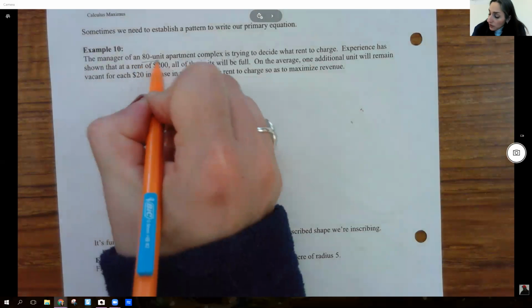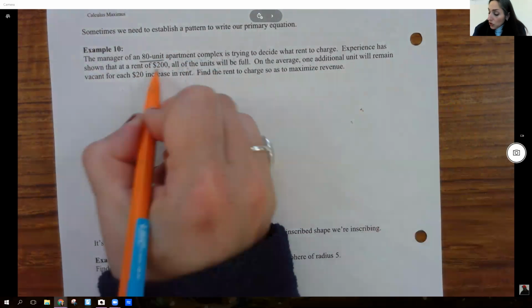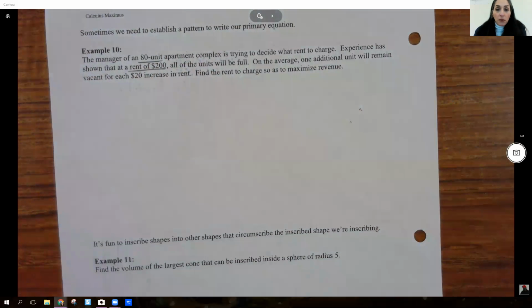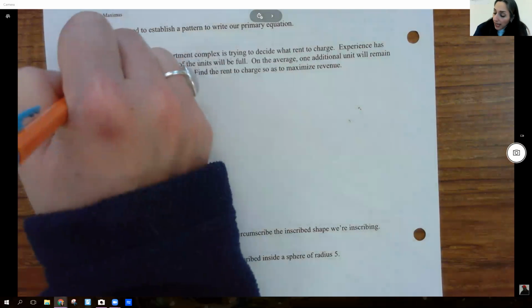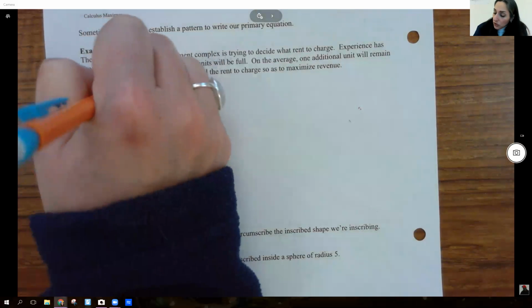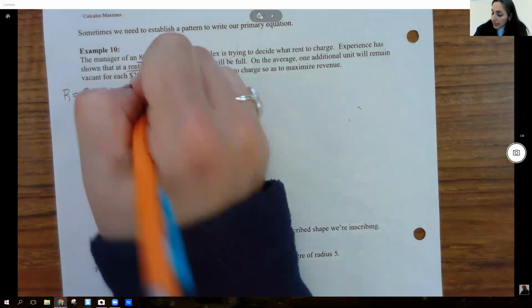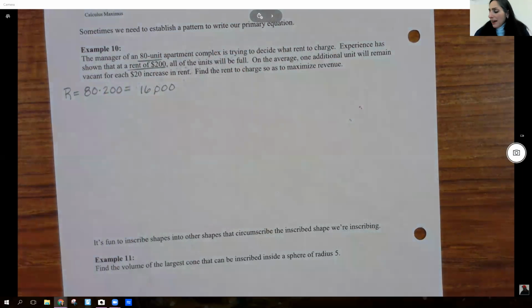He's got 80 units, 80 apartments, and if he charges $200, they'll all be full. Everybody will rent an apartment. So that would be a revenue of 80 times 200, which would be $16,000. But I don't know if that's the maximum revenue.